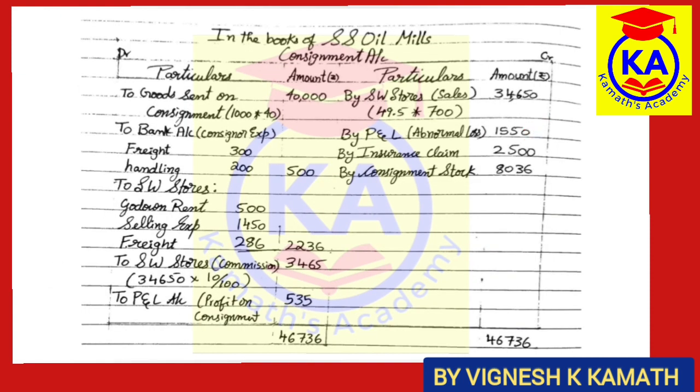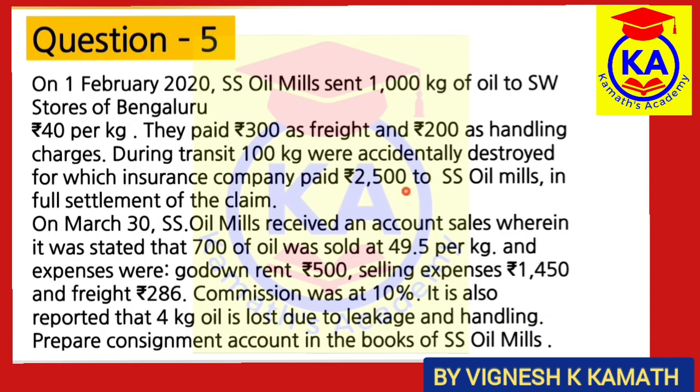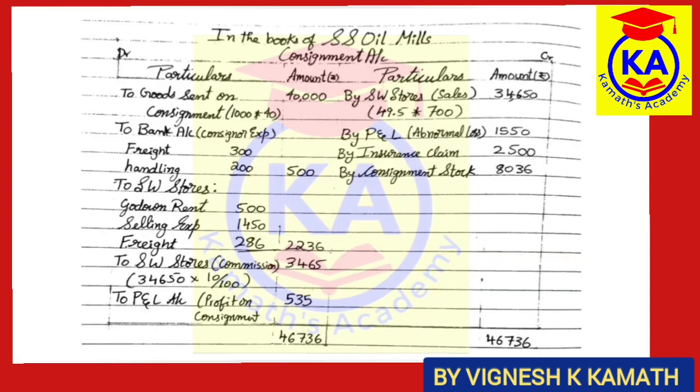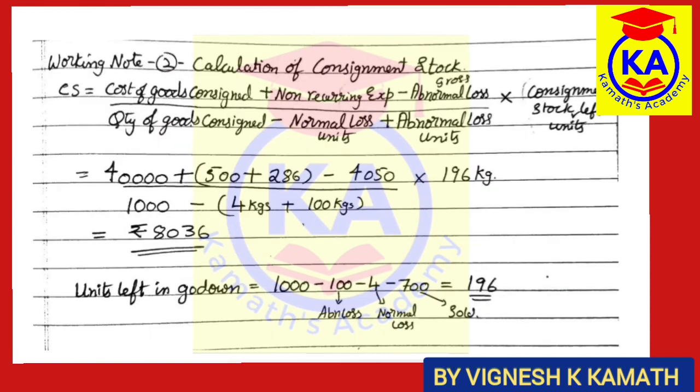Okay. Now we have to write the insurance claim. So what is the insurance claim value? By insurance claim 2500. Now we have to do the valuation of consignment stock. You should write a working note there: working note number 2, calculation of consignment stock. Now we have to write this formula also. You have to remember this formula. For normal loss we solved using the same formula, but there was no abnormal loss there, right? I hope you are revising this formula.